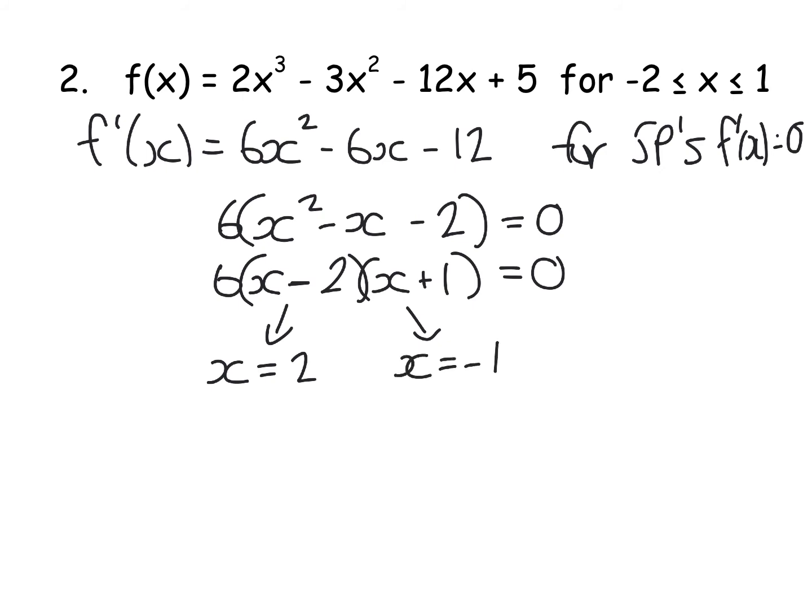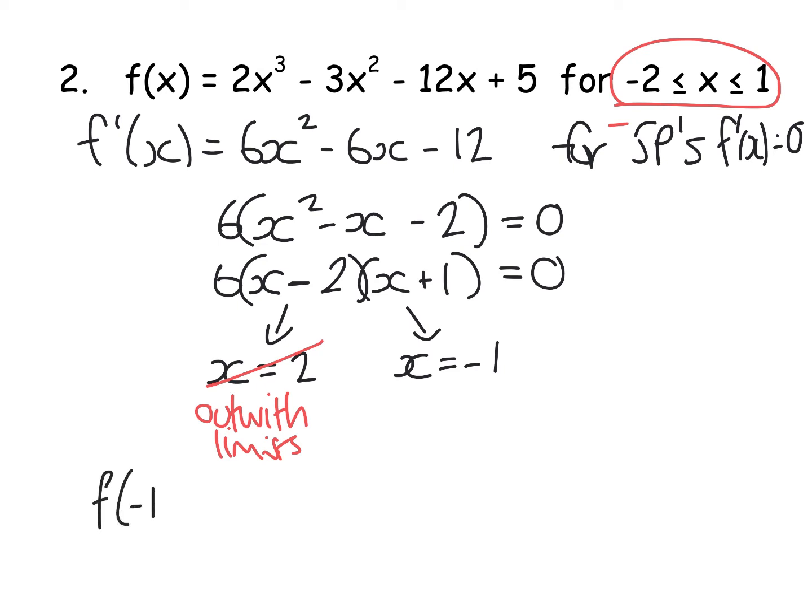Now notice, one of them is no use. We were only looking for it to be between minus 2 and 1. So this one here is outwith our limits, or outwith our endpoints, or outwith our domain, whichever you want to call this. So that means I'm only substituting in 3 values here. So I'm going to work out f of minus 1, and then I'm going to work out f of minus 2 and f of 1.